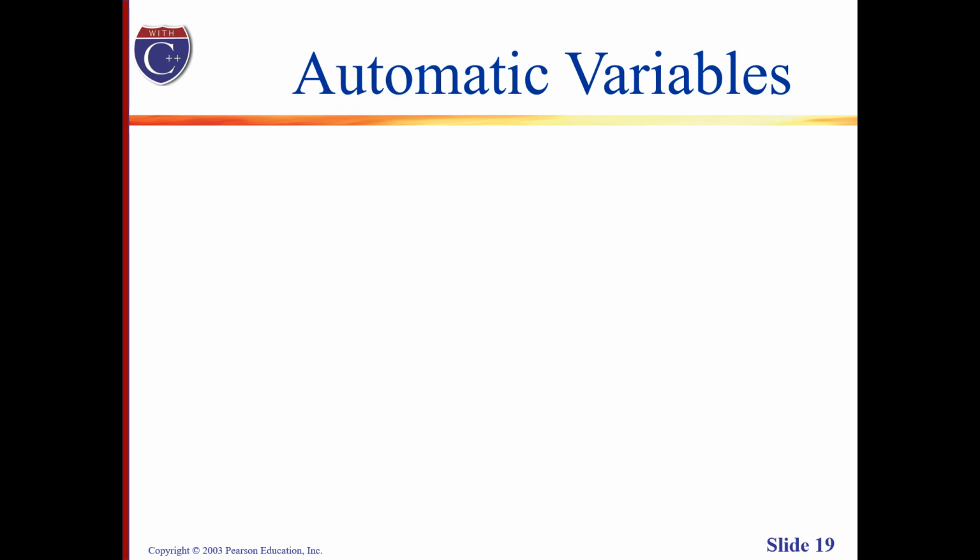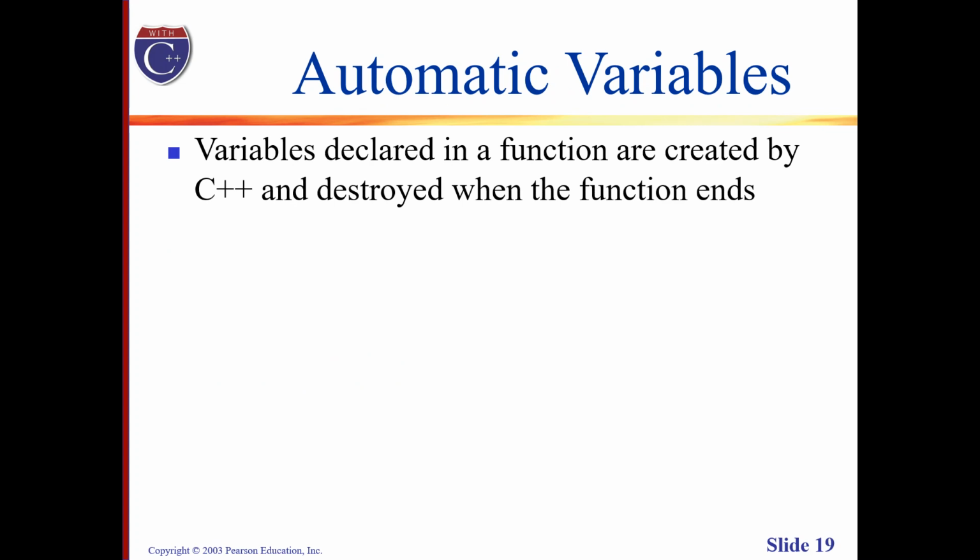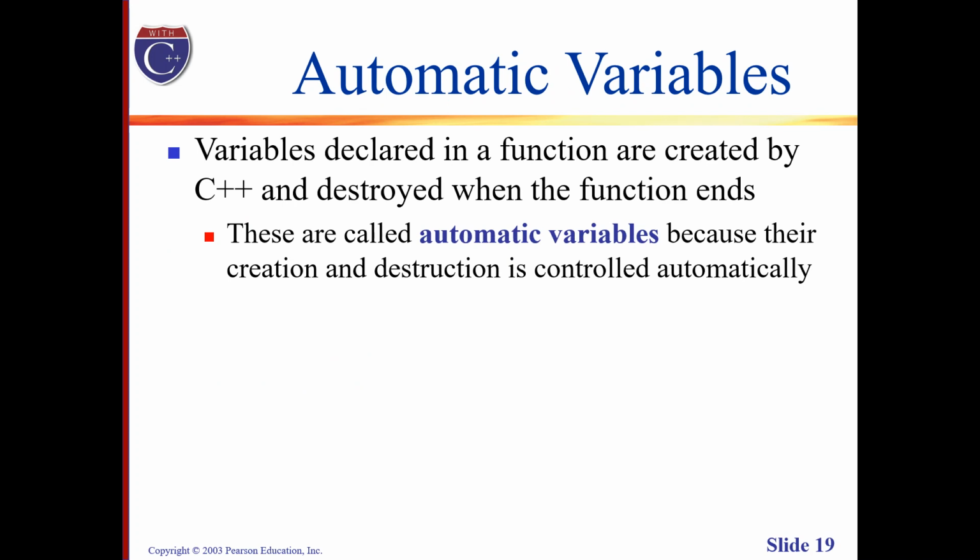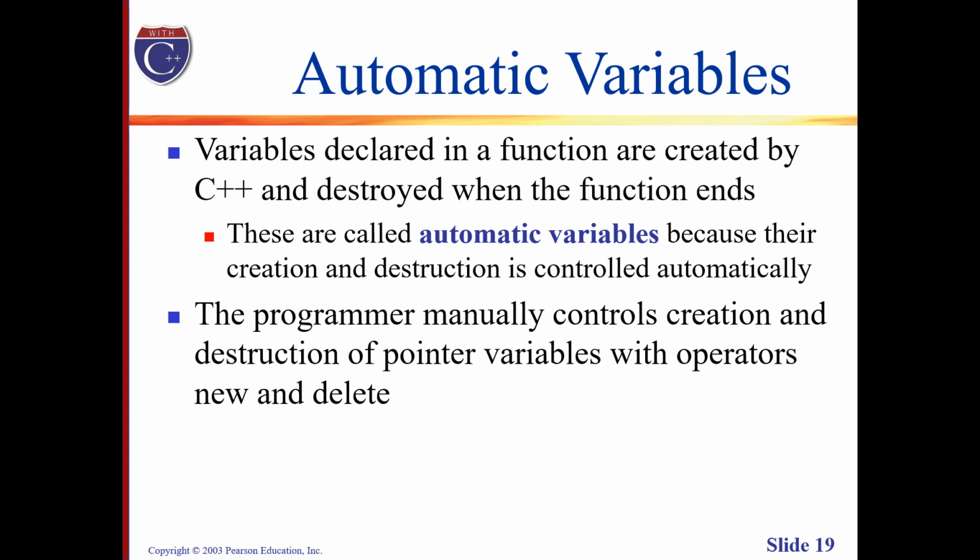We also have what we call automatic variables. Variables declared in a function are created by C++ and destroyed when the function ends. So that is done automatically whenever we make use of local variables in our function. Their existence is only within our function. These are called automatic variables because their creation and destruction is controlled automatically. In this case, the programmer manually controls creation and destruction of pointer variables with operators new and delete.